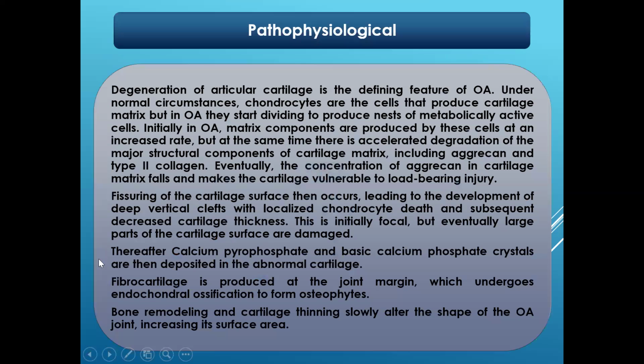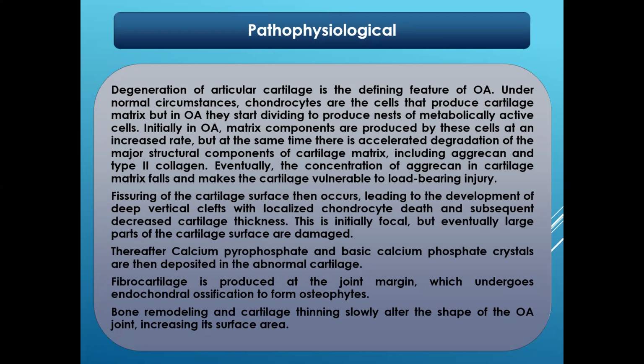Now let's look at the pathophysiology of osteoarthritis. What actually happens in osteoarthritis? One, like I said, osteoarthritis is a degenerative condition of the articular surfaces. So what are these articular surfaces? Articular cartilage. I know that the classical diagnosis of OA is the destruction of articular cartilage. Remember, under normal circumstances, the chondrocytes are the cells that produce the cartilage matrix, and that cartilage matrix is what gives it the tensile strength it has.